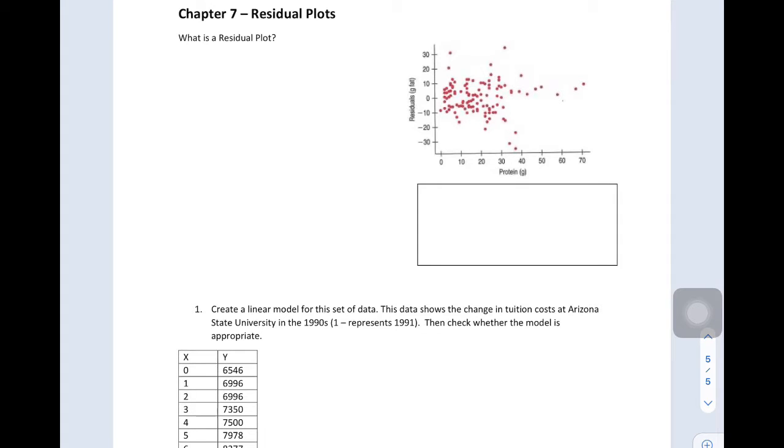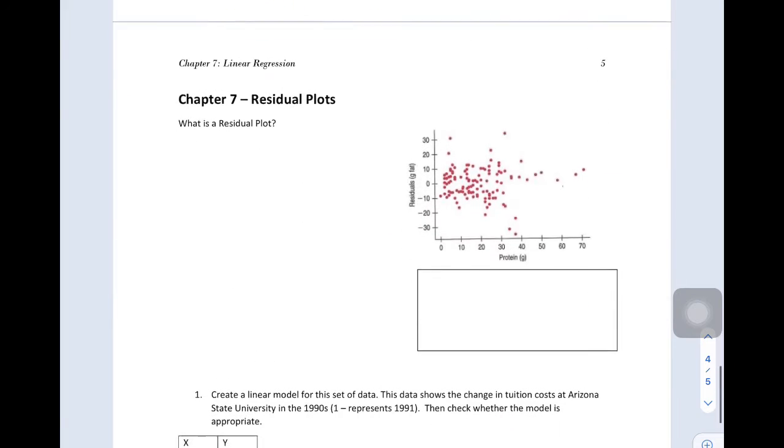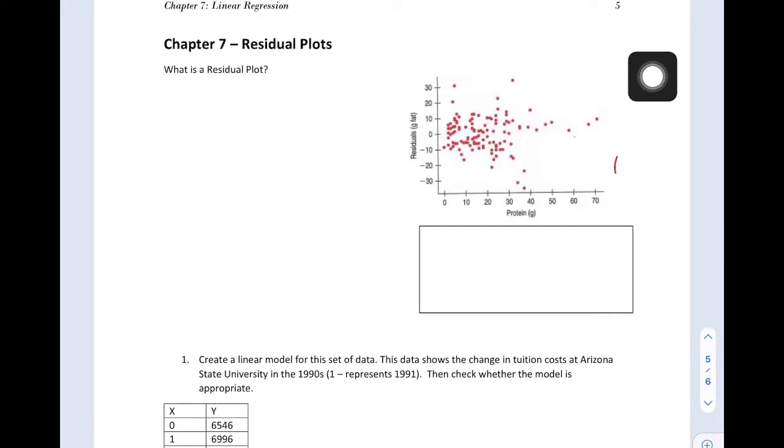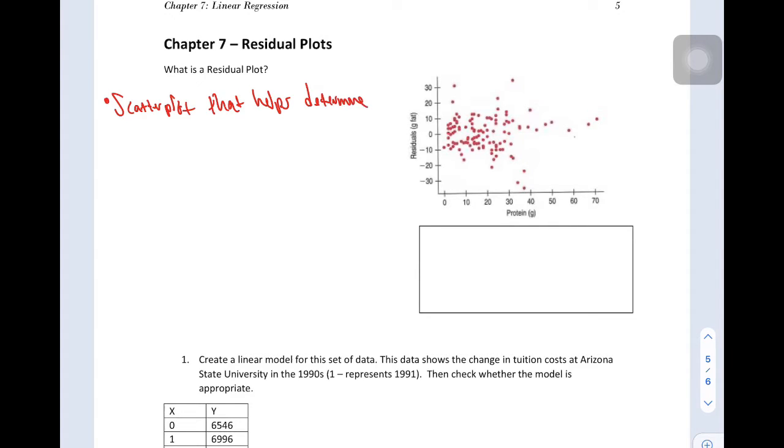Hello, AP Stats. Last little bit of Chapter 7 notes, and in this page, we're dealing with residual plots. We haven't mentioned anything about residual plots before, so this is brand new, and this is also one of the most important things when we do linear regression. A residual plot is a scatter plot that helps determine whether linear regression is appropriate.